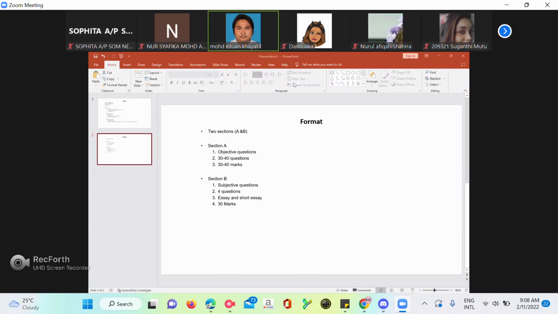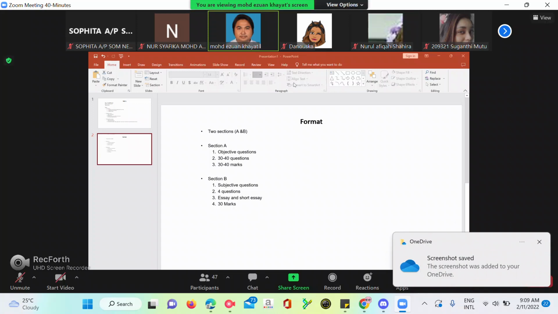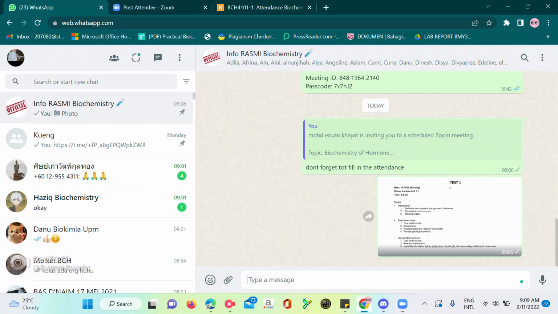For section B, mostly it is about essay questions, but I think one or two questions are just short essay questions. There are 4 questions in section B, and the marks will be around 30 marks. For 2 hours you have to answer section A and section B. So the total mark will be around 60 to 70 marks.